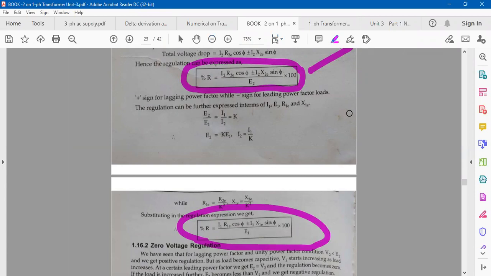Okay? And the plus minus is the same in both the formulas. If lagging power factor is given, use plus sign in both the formulas. If leading power factor is given, use negative sign. And when it is a purely resistive load, phi will be 0 degree, so the sin phi term will not be there, isn't it? And cos phi will be 1. Okay, so we'll see a numerical on this.